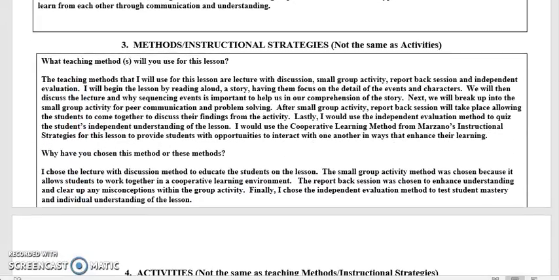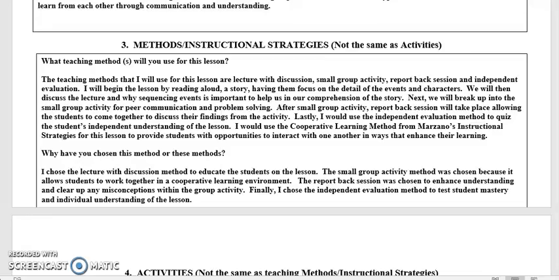The methods and instructional strategies. What teaching methods will I use in this lesson? The teaching methods that I will use for this lesson are lecture with discussion, small group activity, report back session, and independent evaluation. I will begin the lesson by reading aloud, either a literacy story or the historical lesson, having them focus on the detail of the events and characters.